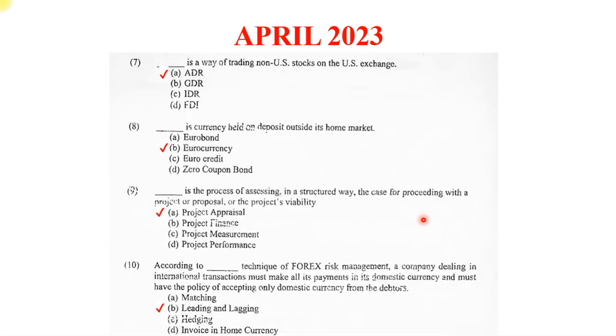Okay. Next, dash is a way of trading non-US stock on US exchange. That's the ADR. Dash is currency held on deposit outside home market is euro currency. Dash is a process of assessing in a structured way the case of proceeding with a project or proposal, or the project's viability: project appraisal. And last, according to dash technique of forex risk management, a company dealing in international transactions must make all its payments in its domestic currency and must have the policy of accepting only domestic currency from debtors. The answer is leading and lagging.